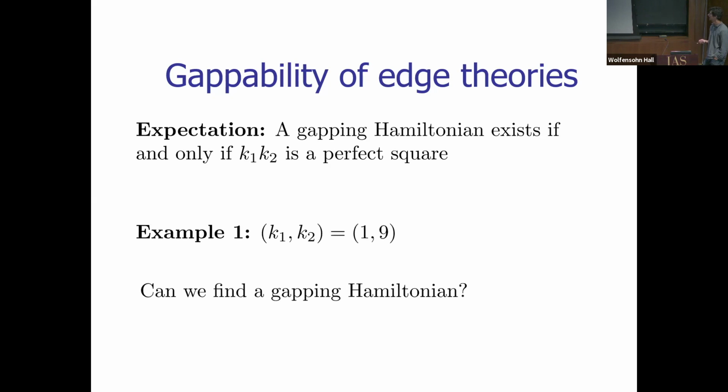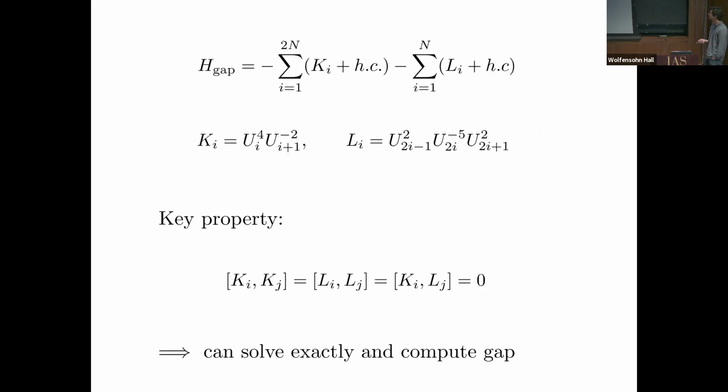So let's investigate that. We can start with this case 1-9 theory. Can we construct a gapping Hamiltonian in this case? And the answer is yes, you can. I'll just flash you what it looks like. It's a sum of terms built out of the UIs, chosen in some particular way so that they all commute. I think this is pretty general for all those type 1 theories: you can find some combination so that they all commute. Because they all commute, you can solve it exactly, compute the gap exactly, and show it's finite. So you can gap it analytically.